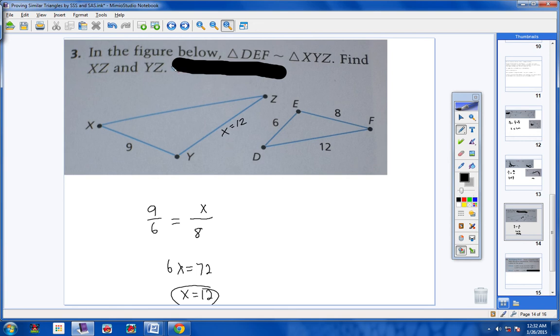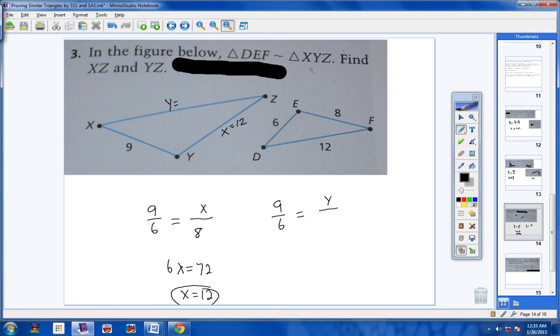Alright, now, they also want us to find the length of XC, this length right here, okay? So let's call that Y. And here we go. First of all, I have 9 over 6 again. That ratio is not changed. And then here, I have XC, which is Y, over.